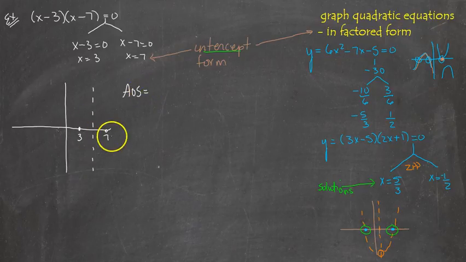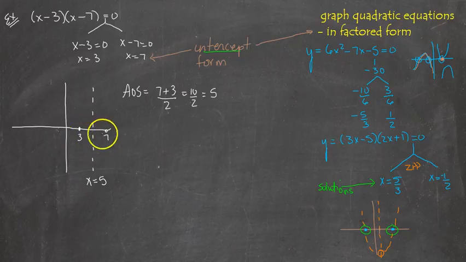How do you find halfway between 2 points? You add them together and you divide them by 2. So 7 plus 3 is 10. Divided by 2, and so 10 divided by 2 is 5. Now in this case, you didn't actually need to use the formula, because I think you probably guessed on your own that the axis of symmetry was the line x equals 5, because halfway between 3 and 7 would have to be 5.